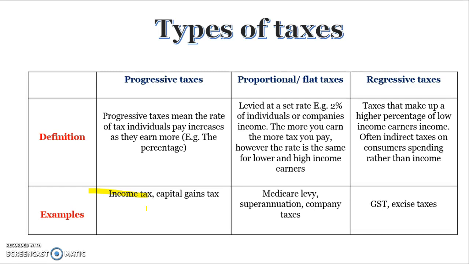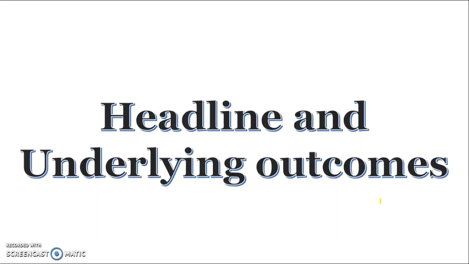Proportional taxes levied at a set rate. So if it's at 2%, the Medicare levy, for example, company tax rate's at 30%, it's a flat rate. You still pay more the more you earn because you're paying at a certain percentage per dollar, but they're at a flat rate. So Medicare levy, superannuation, company taxes, rich people still pay more of these, but at a flat rate of their income. And then regressive taxes are taxes that make up a higher percentage of low-income earners' salaries. So they're often indirect taxes, and things like the GST and excise taxes, even though they're at a flat rate, they make up a higher percentage of low-income earners' salaries.